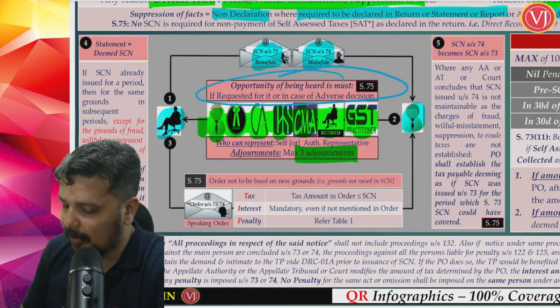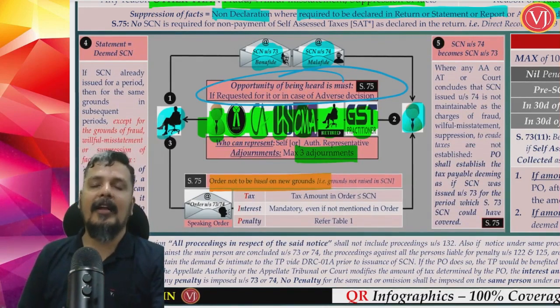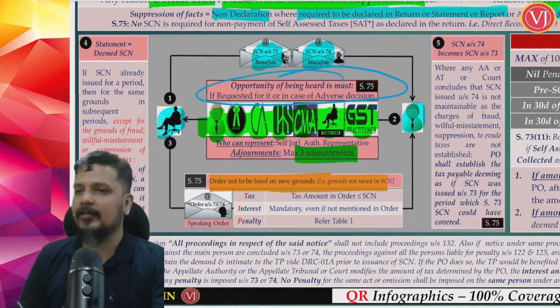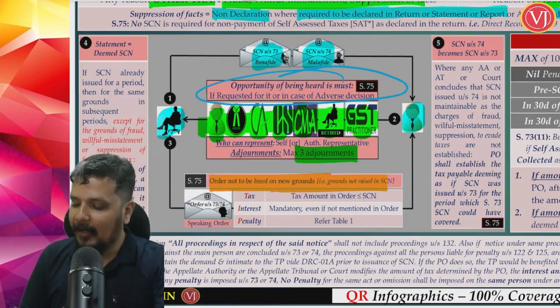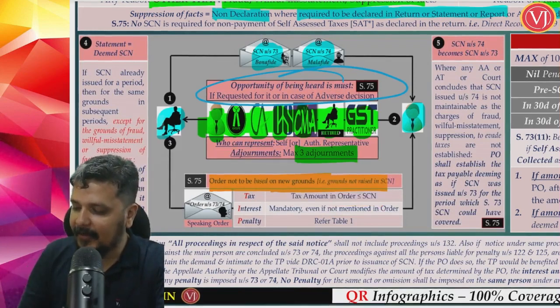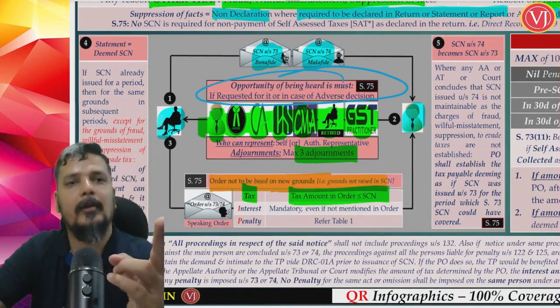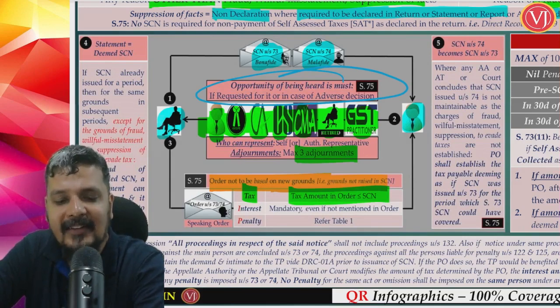When you are going to get an order, there are certain important points about orders. The order cannot have new grounds. The grounds that are raised in the notice can be the only grounds. The order cannot have a new ground which was not raised in the show cause notice. The tax amount in the order cannot be more than the tax amount in the show cause notice. So two important points: your order cannot have new grounds, and the tax amount in the order cannot be more than the amount in the show cause notice.